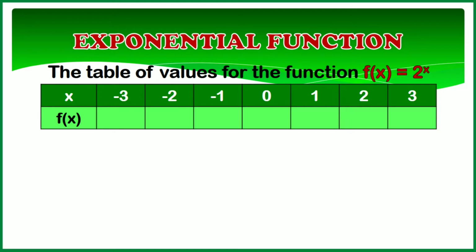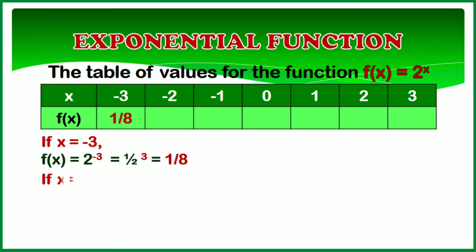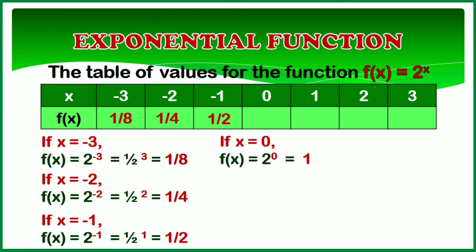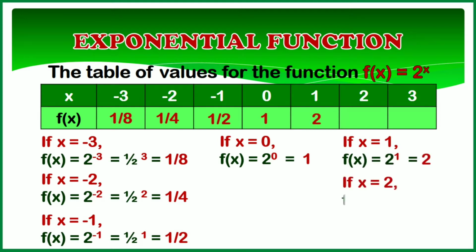To complete the table, we have to find f of x. If x is -3, then f of x is equal to 1/8. If x is -2, then f of x is equal to 1/4. If x is -1, then f of x is equal to 1/2. If x is 0, then f of x is equal to 1. If x is 1, then f of x is equal to 2. If x is 2, then f of x is equal to 4. If x is 3, then f of x is equal to 8.